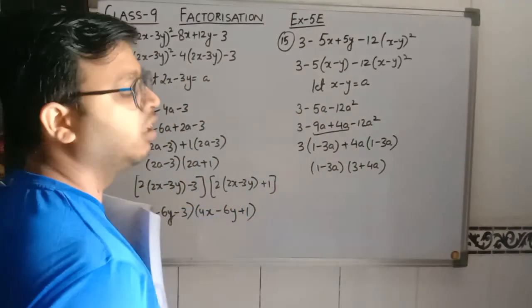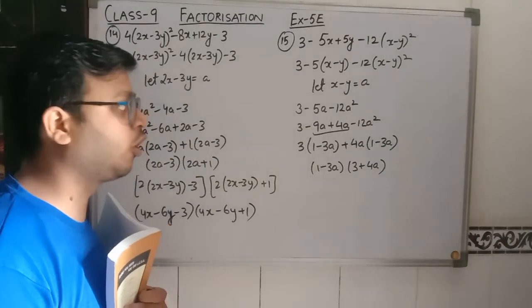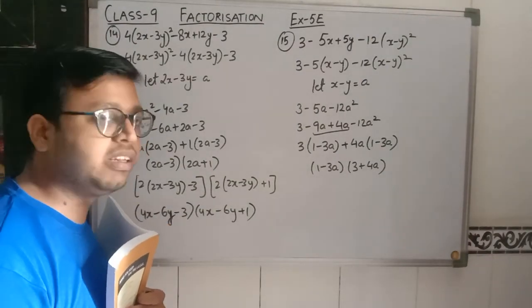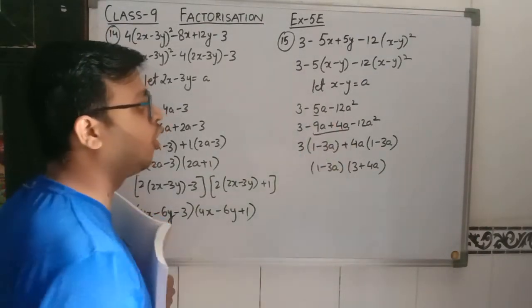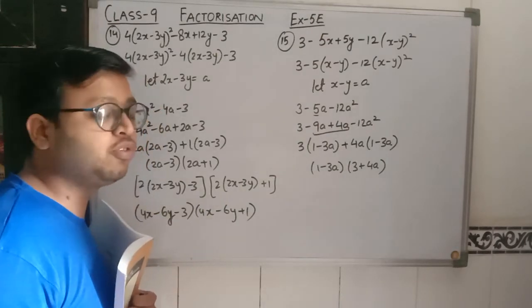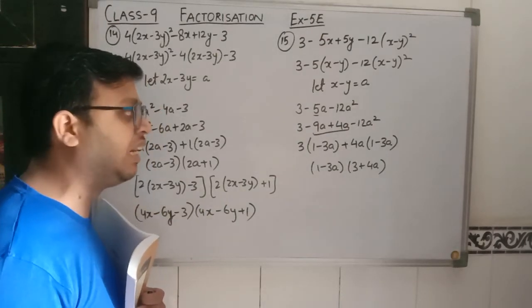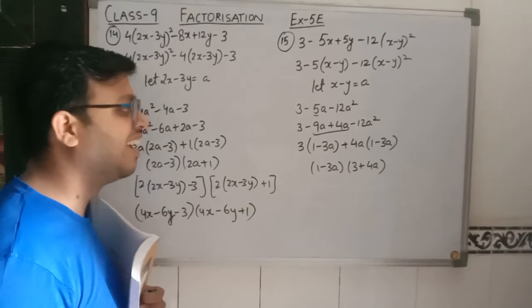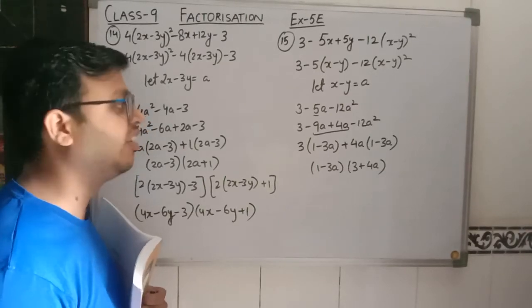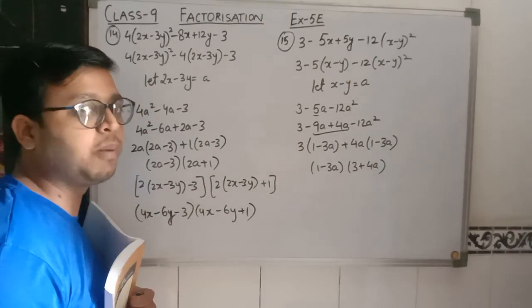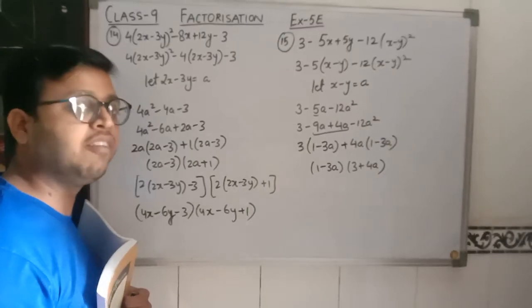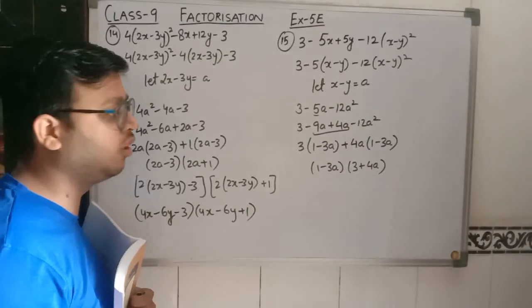Because when you find the product of 12 and 3, the result is 36, and the coefficient of a is 5. So we have to find two numbers whose multiplication is 36 and whose subtraction is 5. That is why we have broken it into parts 9 and 4, because 9 fours are 36 and 9 minus 4 is 5.